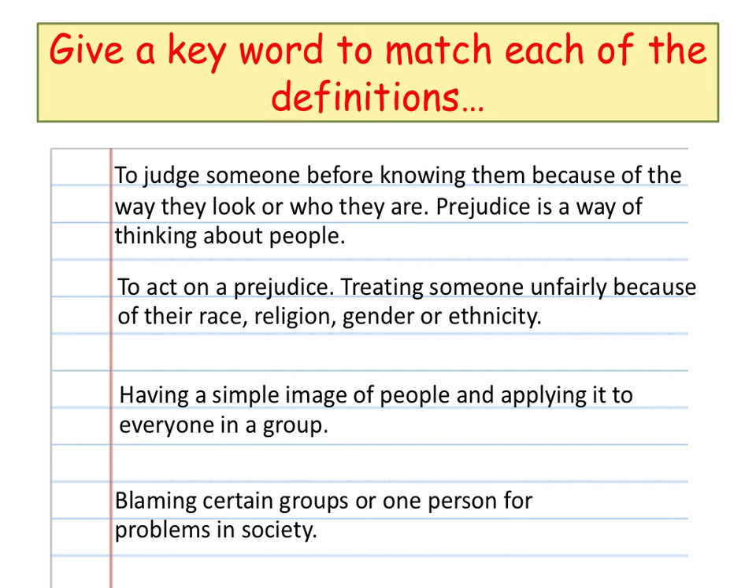First one, to judge someone before knowing them because of the way they look or who they are. A way of thinking about people. Number 2, to act on prejudice, treating someone unfairly because of their race, religion, gender or ethnicity. Number 3, having a simple image of people and applying it to everyone in a group. Number 4, blaming certain groups or one person for problems in society.